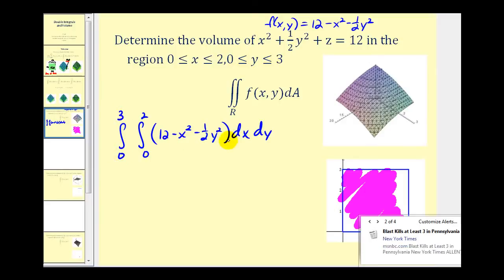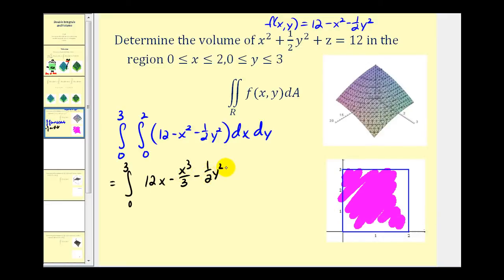So we'll first integrate with respect to x, treating y as a constant. So we'll have 12x minus x to the third over 3 minus 1/2 y squared x. Remember, y is a constant. We'll evaluate this at the limits of integration, and then we'll integrate with respect to y. And because we integrate with respect to x, we're going to replace x with 2 and 0.